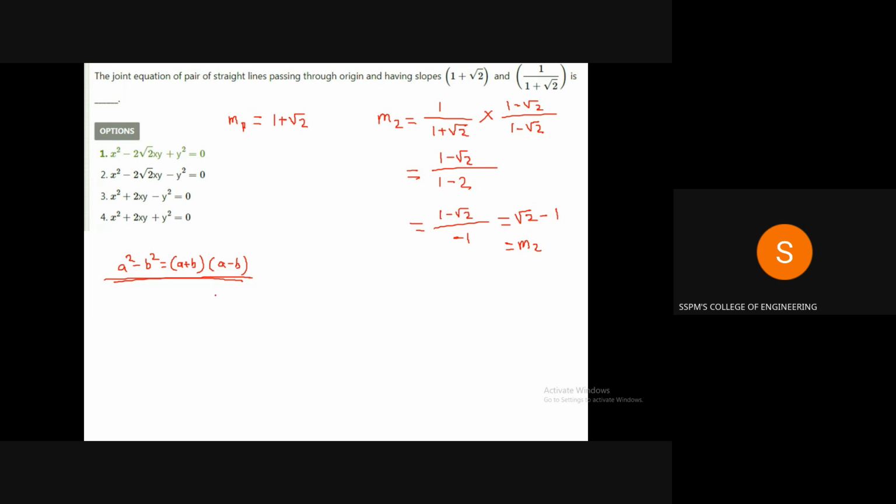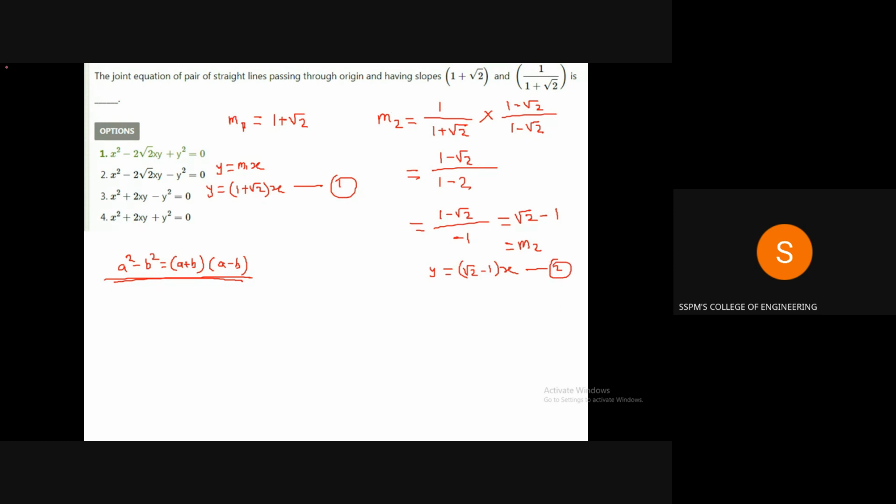Okay, now again we can write y is equal to m1x. So we have y is equal to (1 plus root 2)x. And for the second equation we have y is equal to m2x, that is y is equal to (root 2 minus 1)x. So this is our first equation of line, and this is the equation of the second line.